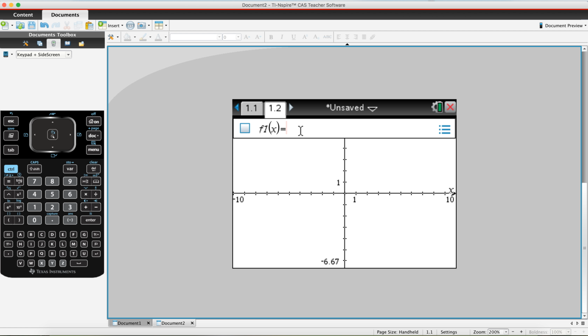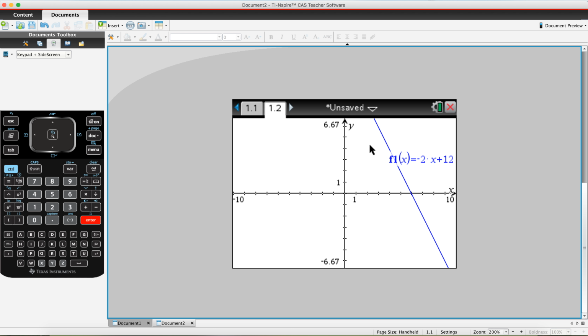So we're not going to actually type in y equals. We're going to imagine that the function of x represents the y. We're going to type in our first one, which was negative 2x plus 12. And you'll see that the line comes up here. Now, the problem is at the moment I can't see the y-intercept. I know it's occurring at y equals 12.